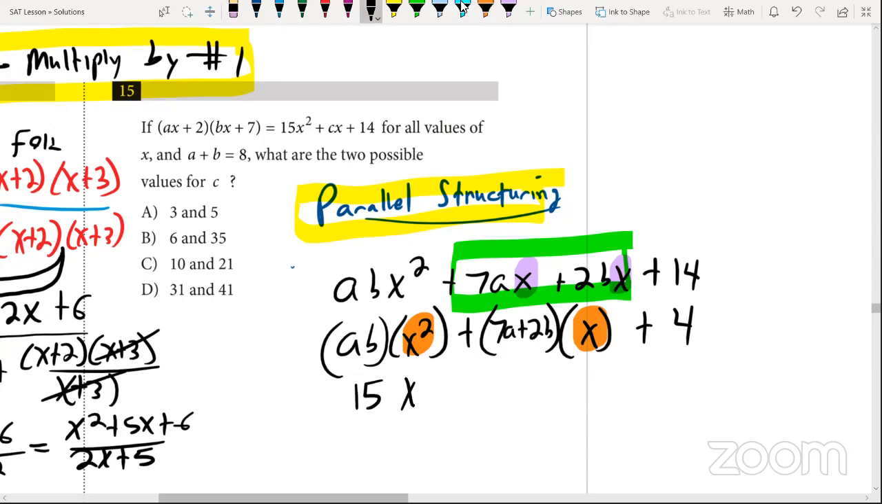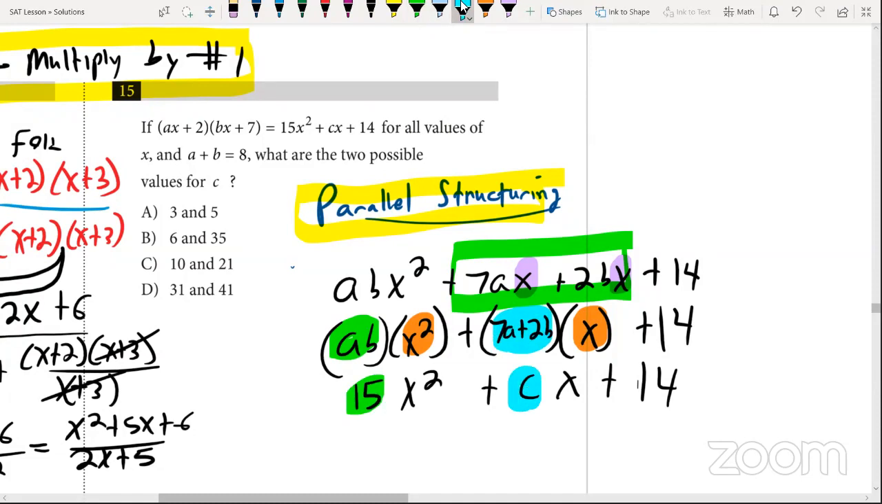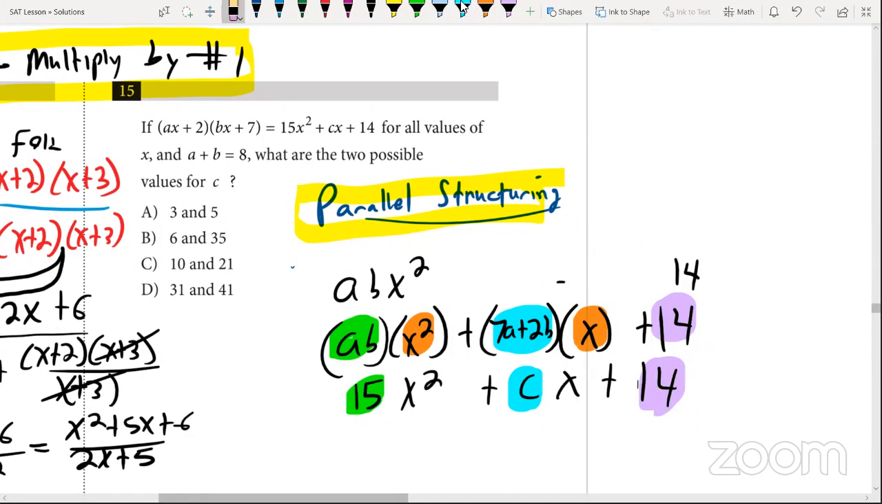So 15x squared plus cx plus 14, not 4, just copied it wrong there. Should have been 14 in that C spot all along. And so we've got AB has to equal 15, 7A plus 2B has to equal C, and of course, 14 equals 14. And that's the idea of the parallel structuring, the idea that the corresponding parts match up.